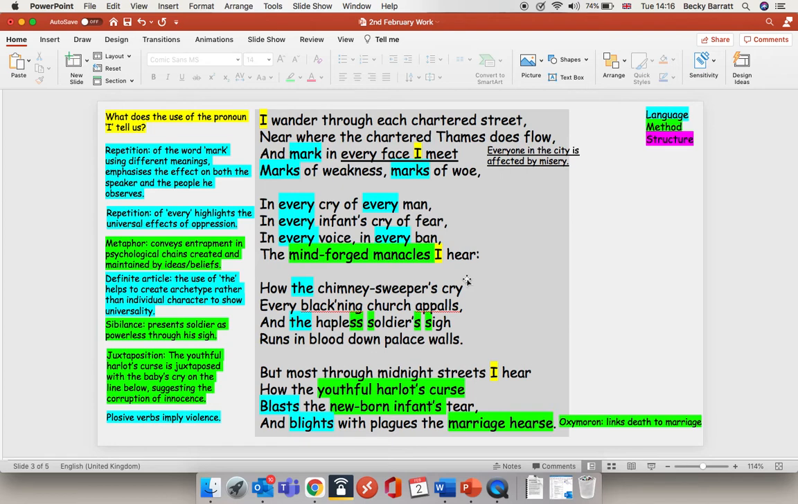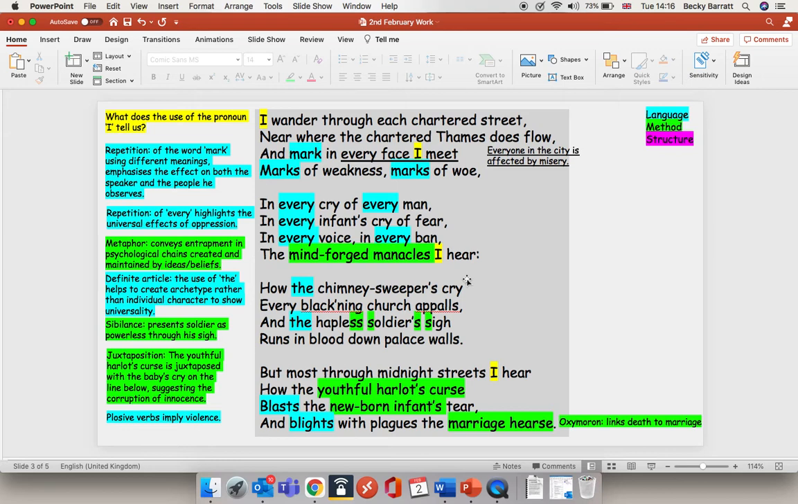So it's saying that this applies to everybody. So every man, every infant, so even the children are affected by this. And it really highlights and emphasises the effect of the oppression. And the last line on that stanza, mind-forged manacles.